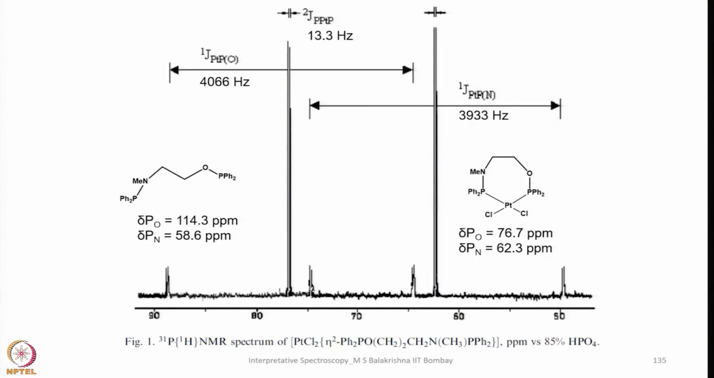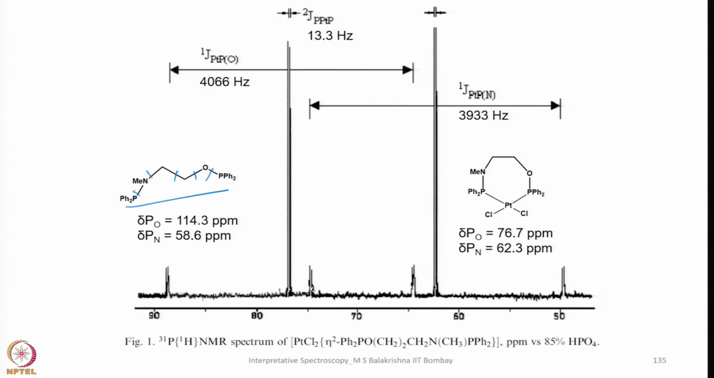Now we have another interesting molecule here. This is a platinum compound of a bisphosphine, where it is an unsymmetrical bisphosphine. One side it is OPPh2, the other side it is NPPh2. And if you look into the 31P NMR spectrum of the free ligand, it shows 2 signals without any PP coupling, as they are 1, 2, 3, 4, 5 bonds apart. So that means it doesn't show coupling.